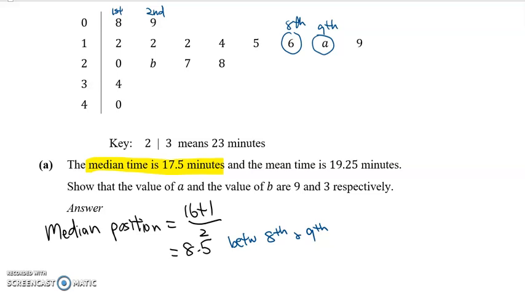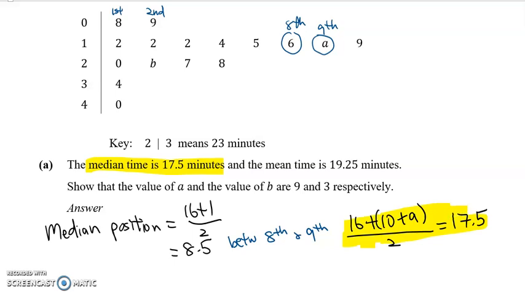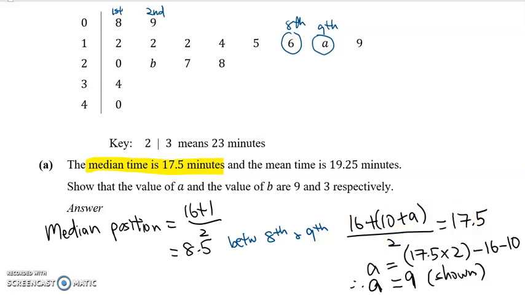So let's write that down. To get the median, we take 16 plus 10 plus A, divide by 2 to get 17.5. Then we solve this to get the value of A. Solving for A, we get the value of A as 9.